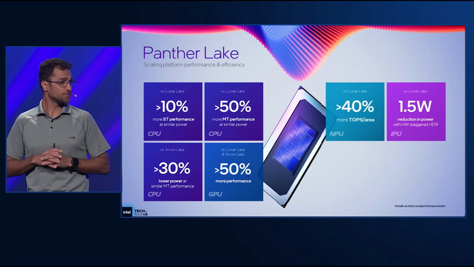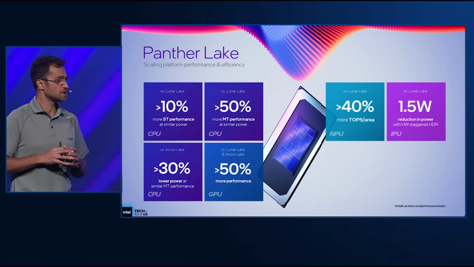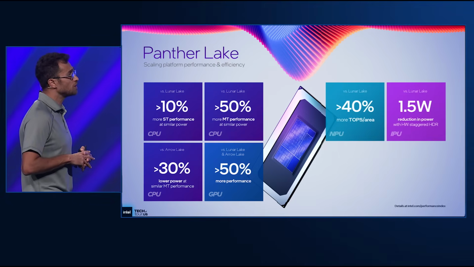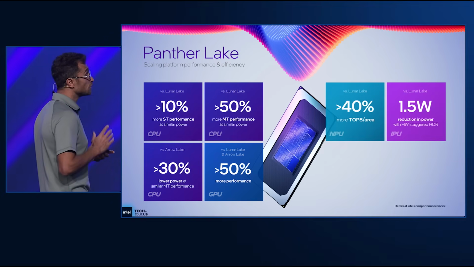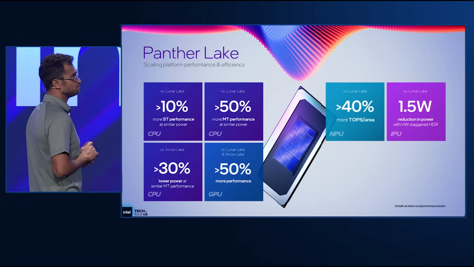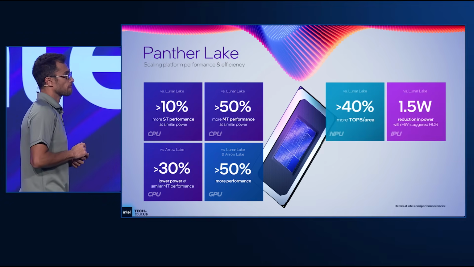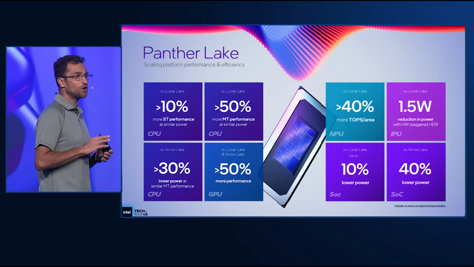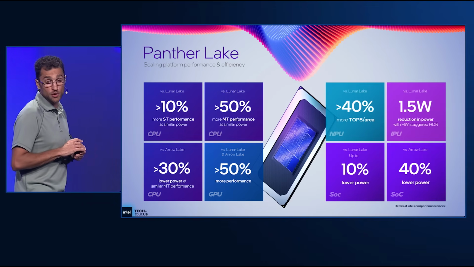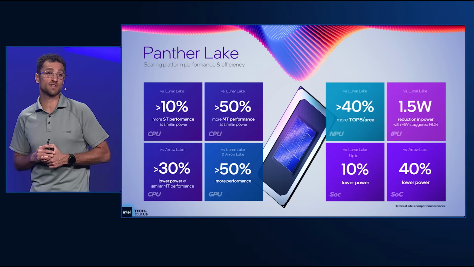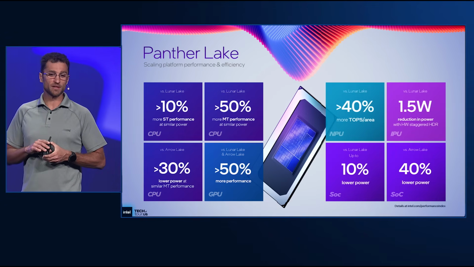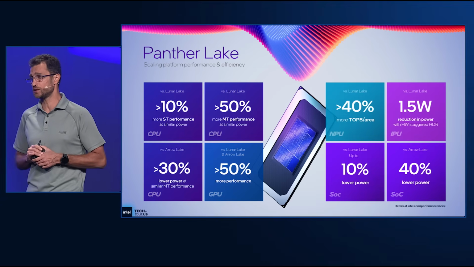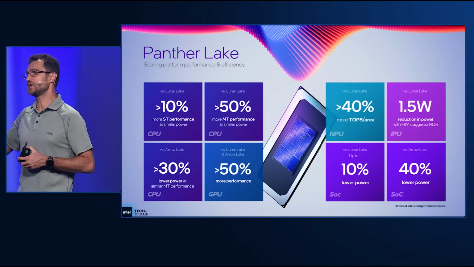For the IPU, we focused on AI-based features as well as hardware staggered HDR, which improved power by up to 1.5 watt versus software staggered HDR. And finally, on the SoC power front, we targeted Lunar Lake power levels, and we have exceeded the target. Panther Lake improves SoC power by up to 10% versus Lunar Lake, and more than 40% versus Arrow Lake.